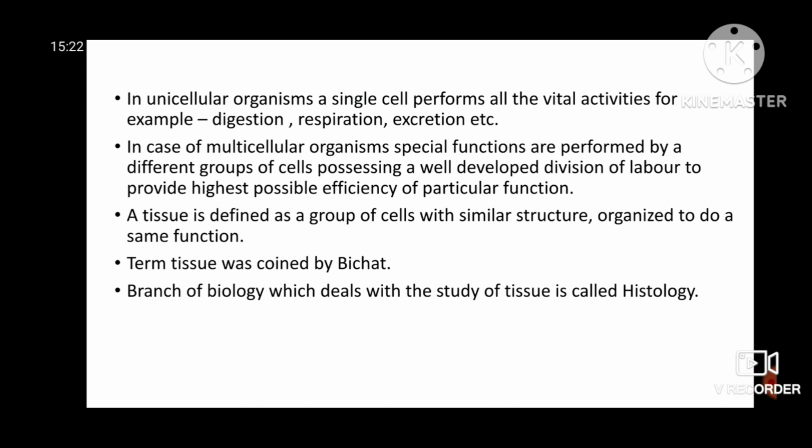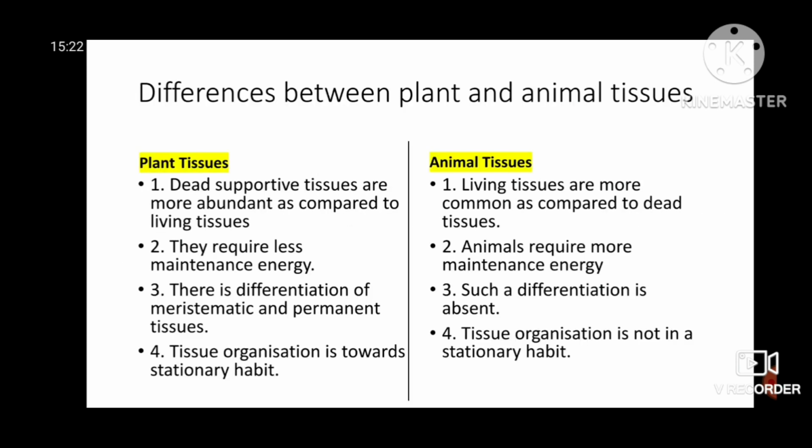A tissue is defined as a group of cells with similar structure organized to do the same function. The term tissue was coined by Bichat, and the branch of biology which deals with the study of tissue is called histology. Starting with the differences between plant and animal tissues, plant tissues are dead supportive tissues and are more abundant as compared to living tissues.